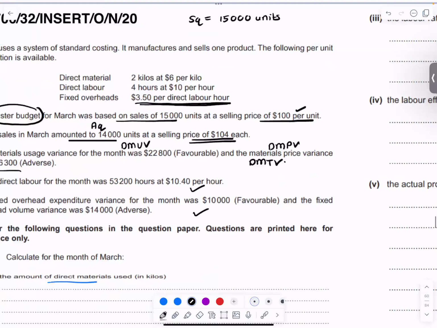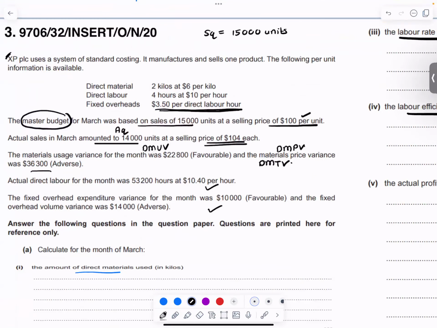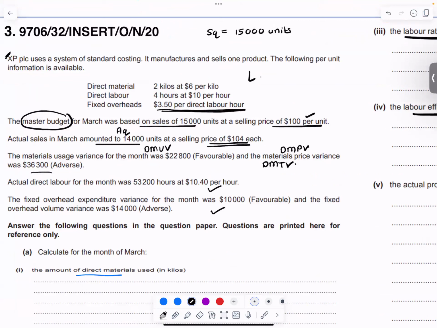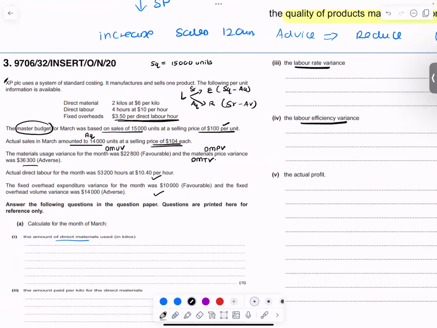Let's read the next part. Now they want labor rate variance and labor efficiency variance. Since they want labor efficiency and labor rate, SR and AQ, correct? Efficiency would be standard quantity minus actual quantity. And rate would be standard rate minus actual rate.